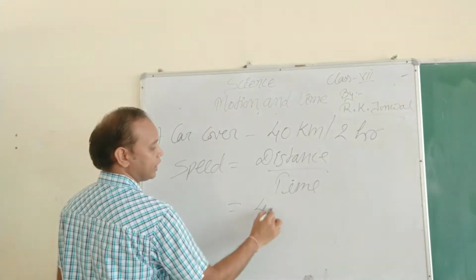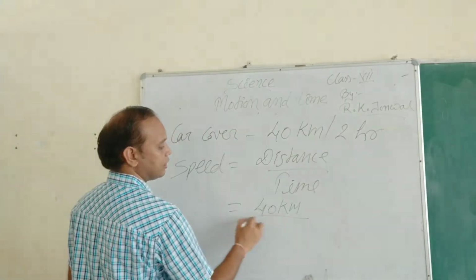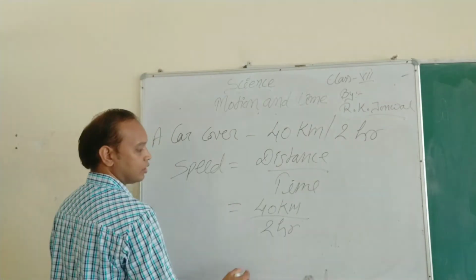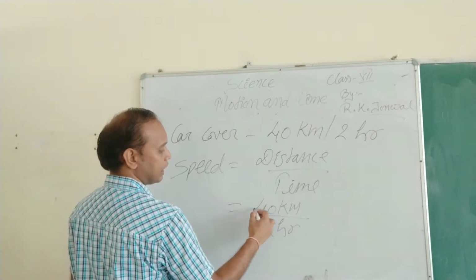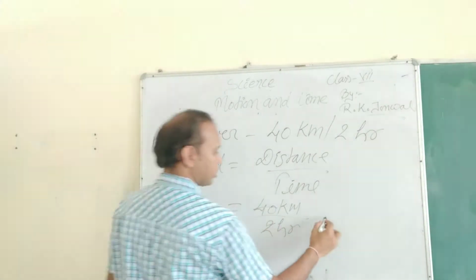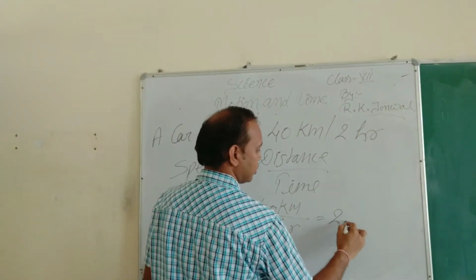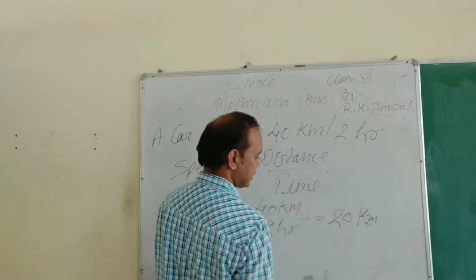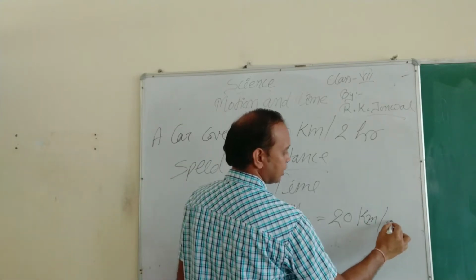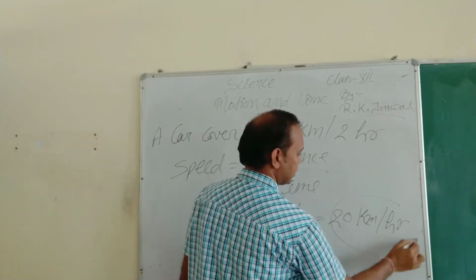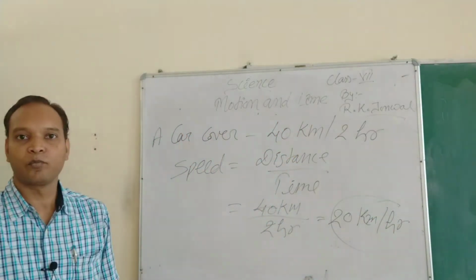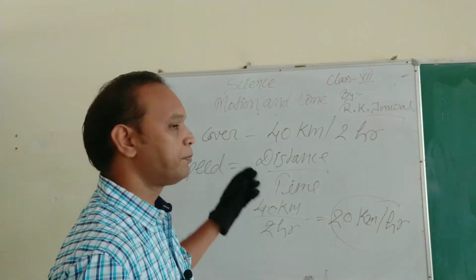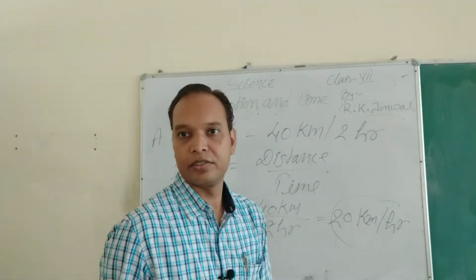and the time is 2 hours. So you can cancel 40 with the help of 2, that is 20. Here the unit of distance is kilometer and the unit of time is hour. So that is your answer, 20 kilometers per hour. So with the help of this formula, we can calculate the speed of any given object. Okay, students?